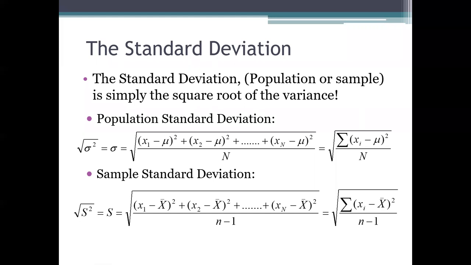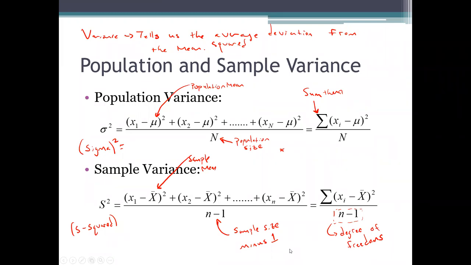All right, so all these formulas, if you look here, they look a little bit daunting, but all you have to do to find the standard deviation is square root the variance. This sigma by itself is what we call the population standard deviation, and all you're doing is square rooting the variance. When you see an S by itself, this is the sample standard deviation, and it's just the square root of the variance. So all these formulas are just the square root of these right here.